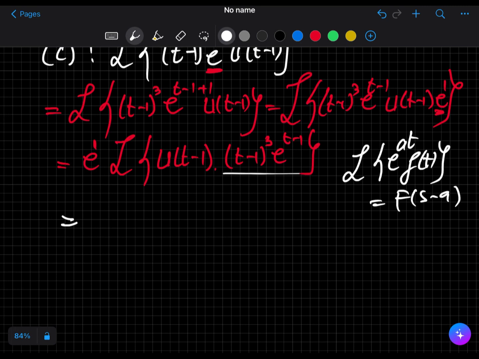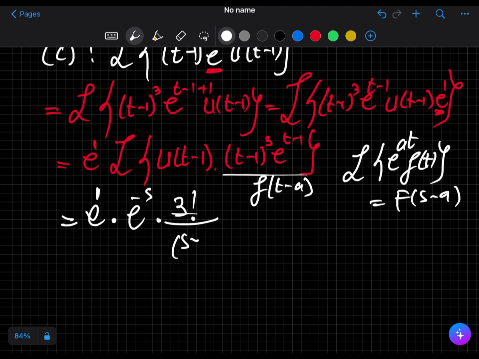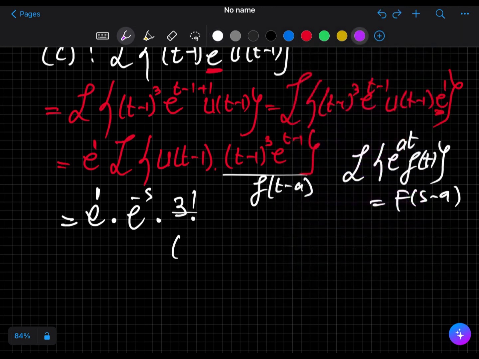So this therefore will give me, I have e^1 here, and I already considered this as f of t, my minus a. So this will give me e^(minus s) times 3 factorial over s to the 4, correct this thing here, sorry.